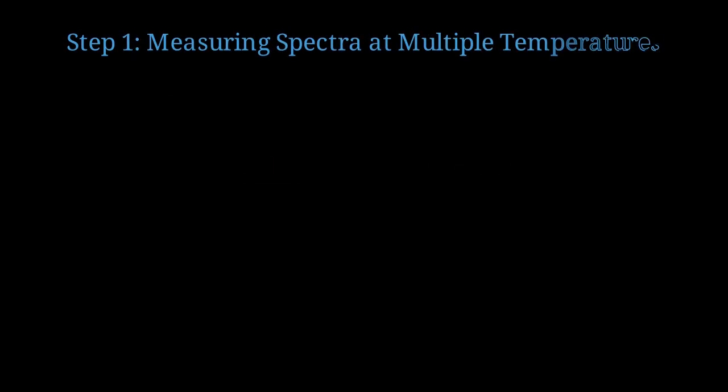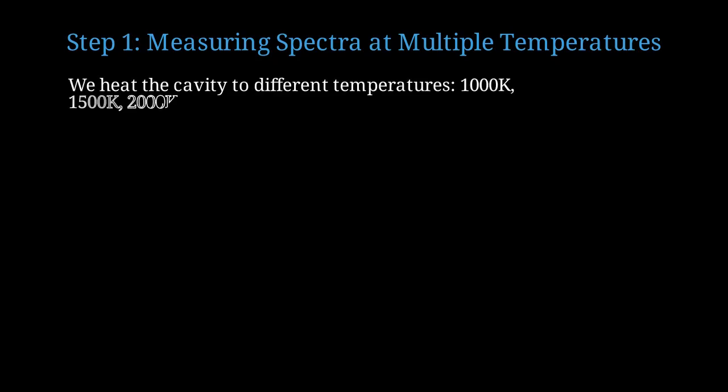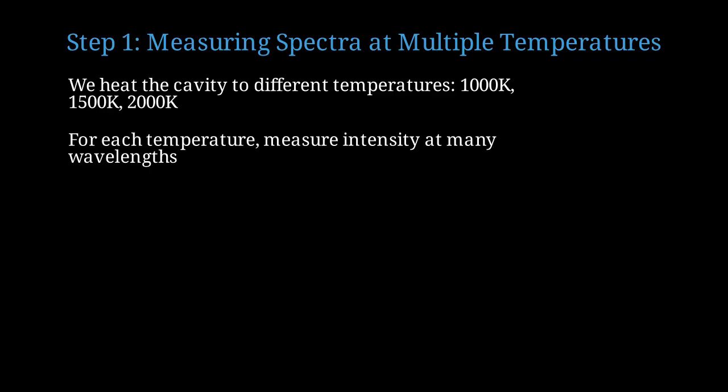Step 1 in our workflow is to measure the intensity of radiation as a function of wavelength at multiple temperatures. This was done by experimentalists like Otto Lummer and Ernst Pringsheim in the 1890s. We heat the cavity to different temperatures. Let's say 1000 Kelvin, 1500 Kelvin, and 2000 Kelvin. For each temperature, we use a spectrometer to measure the intensity of emitted light at many different wavelengths, from infrared through visible to ultraviolet.